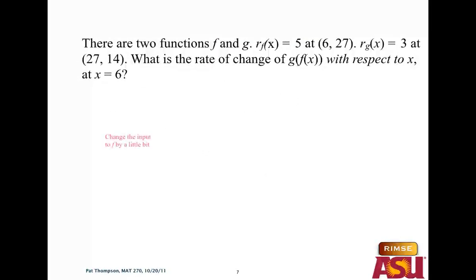Okay, so there are two functions, f and g. The rate of change of f with respect to x at 5 is 5, and the rate of change of g is 3 at 2714. What is the rate of change of g of f of x with respect to x at x equals 6? So this is our question. What happens in a composite function? What is the rate of change?